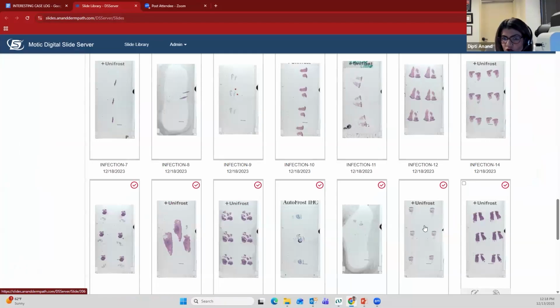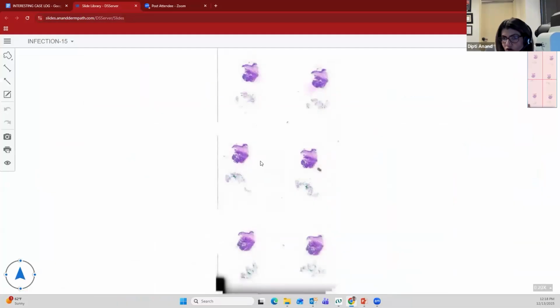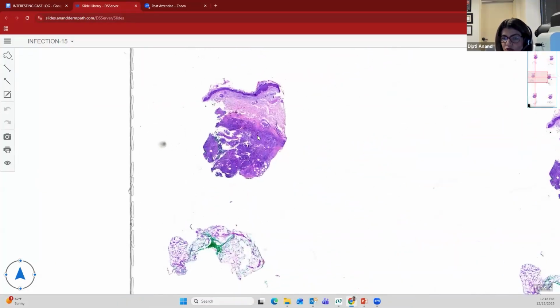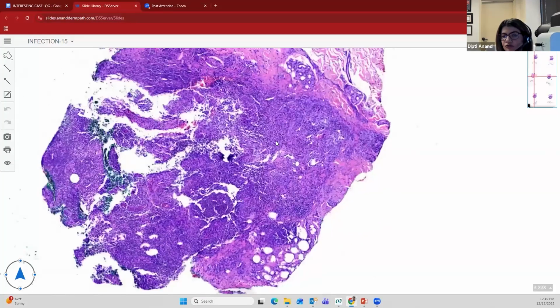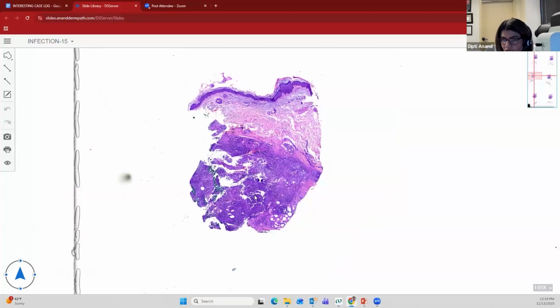Okay, so the next one we're going to talk about is probably one of the least favorite reaction patterns for me and even for you guys, which is suppurative granulomatous dermatitis. Suppurative granulomatous dermatitis by definition means infectious. What it means is that you have a good number of neutrophils almost forming an abscess along with a lymphohistiocytic granulomatous infiltrate.